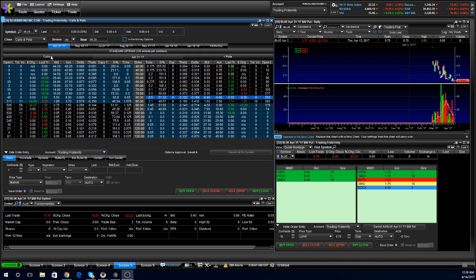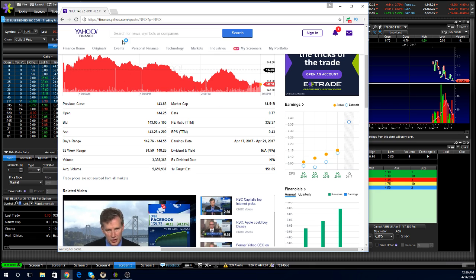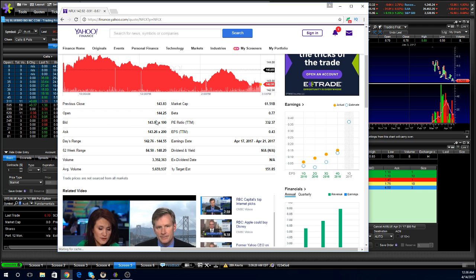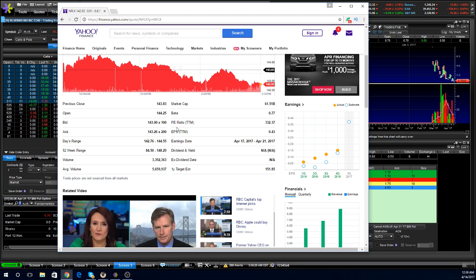Before we understand what level 2 is, we need to understand what level 1 is. That seems kind of intuitive, but here it is. Here's like Yahoo Finance. There's a basic stock quote. When you see a basic quote, you see the bid 143 x 100, ask 143.26 x 200. So this is a level 1 quote. It's showing you the highest offer to buy and the lowest offer to sell right now. These are just the first available. This is a level 1 quote.